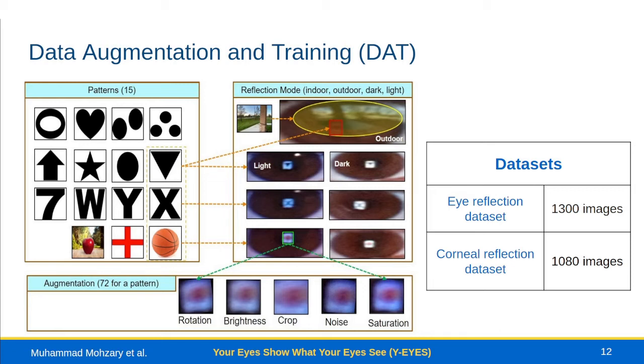The second dataset is the corneal reflection dataset, which consists of 1,080 reflection challenge images, by augmenting 72 images from every one of the 15 buttons for support vector machine classification. As you can see, we collect eye images from diverse environments, including daylight, darkness, indoor, outdoor, and wearing glasses.